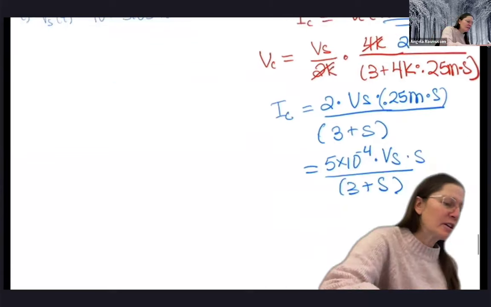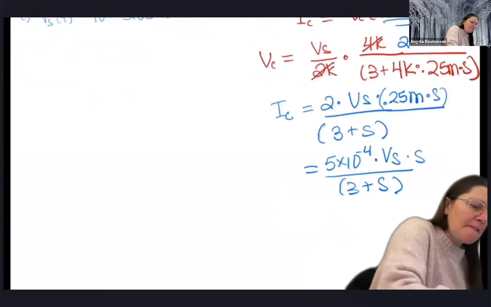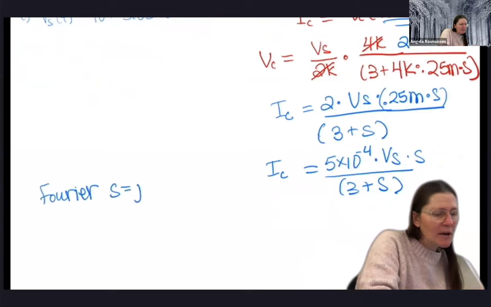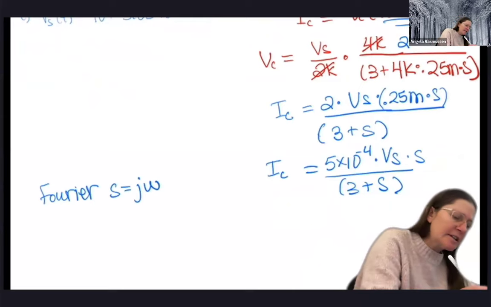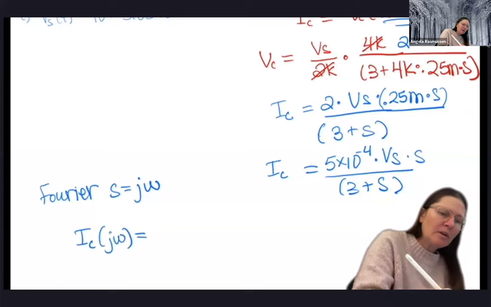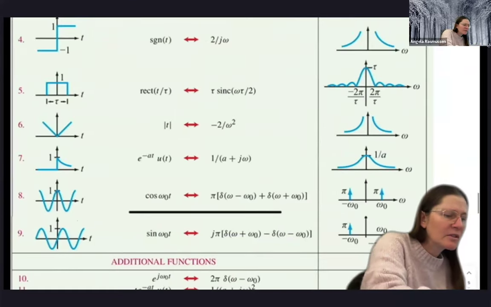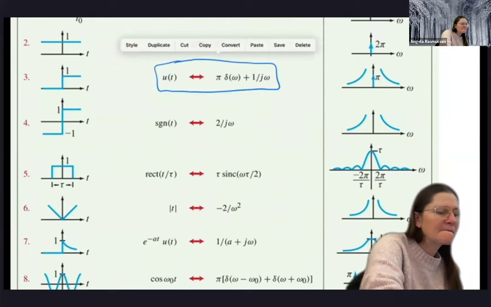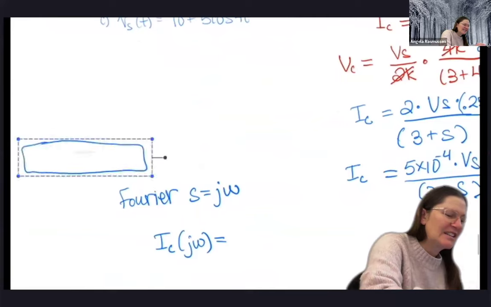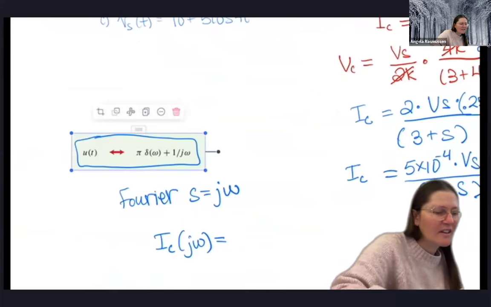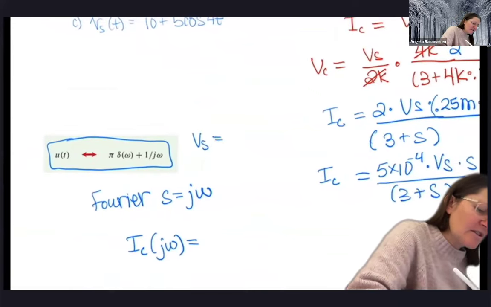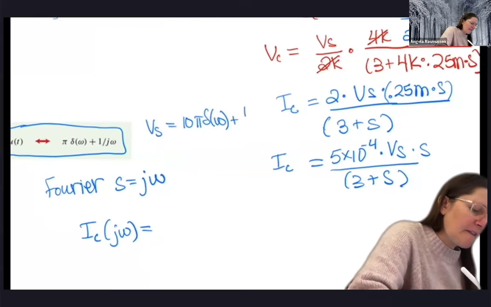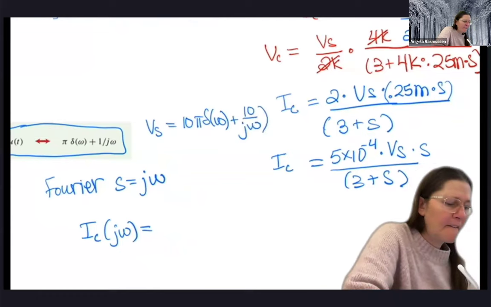Okay. So from here, for Fourier, we're going to use S is equal to j omega. So your IC now becomes IC of j omega. And VS, when you change it over, becomes these delta functions. Yeah. So your VS becomes 10 times delta of omega plus, where is it plus 10? 10 j, 10 over 10 j. Both sides by 10.